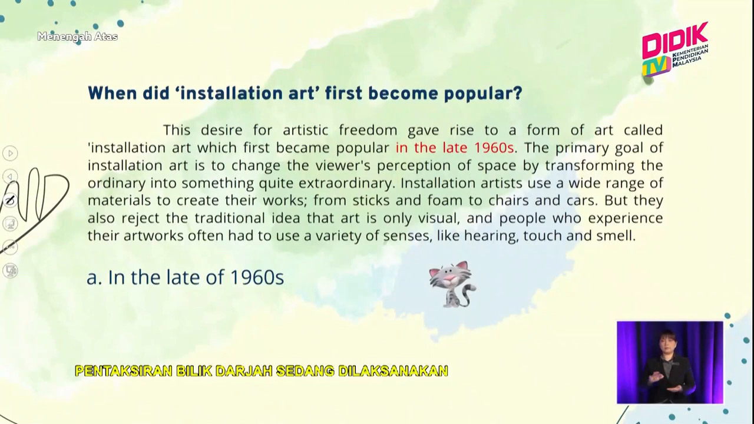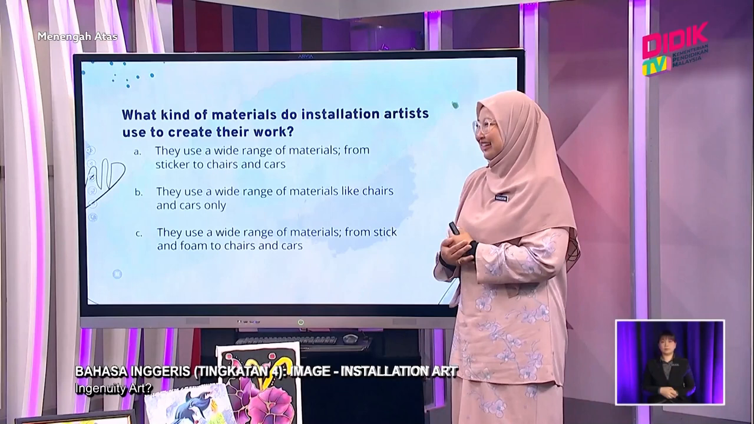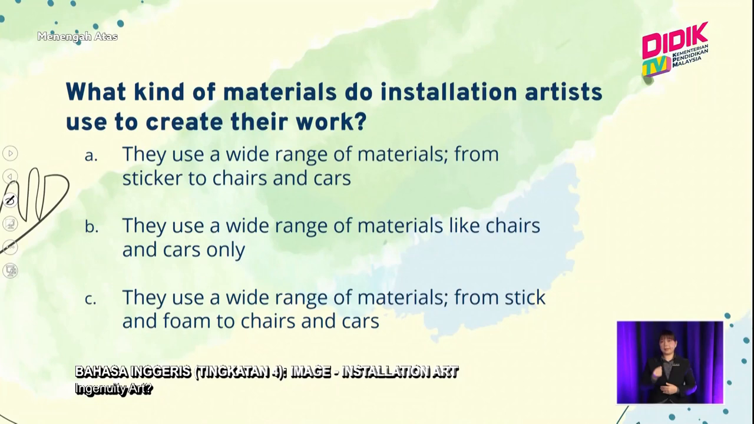For this specific text, do we have another question, teacher? Yes, maybe the last one. What kind of materials do installation artists use to create their work? A. They use a wide range of materials, from stickers to chairs and cars. B. They use a wide range of materials, like chairs and cars only. And C. They use a wide range of materials, from sticks and foam to chairs and cars. Please be careful. Read the details carefully. Sometimes it's quite confusing, right? So you have to check the text.